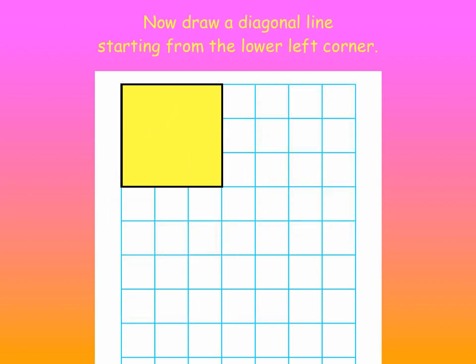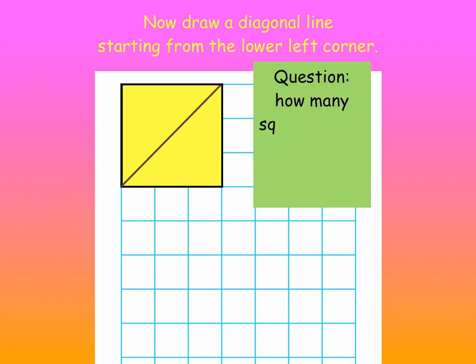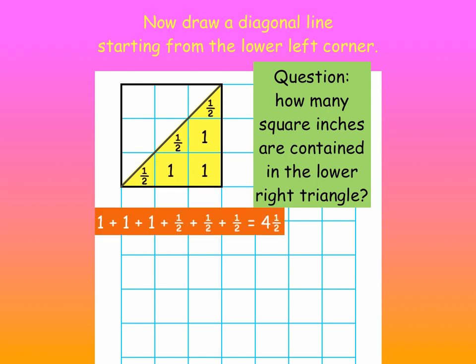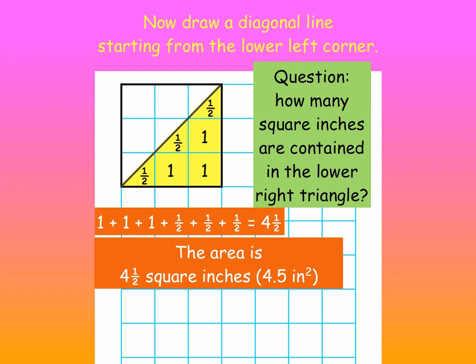Now, draw a diagonal line starting from the lower left corner. How many square inches are contained in the lower right triangle? Well, if we count them, we can see there's 1 plus 1 plus 1 plus a half plus a half plus a half. That adds up to 4.5. So the area of the triangle is 4.5 square inches.